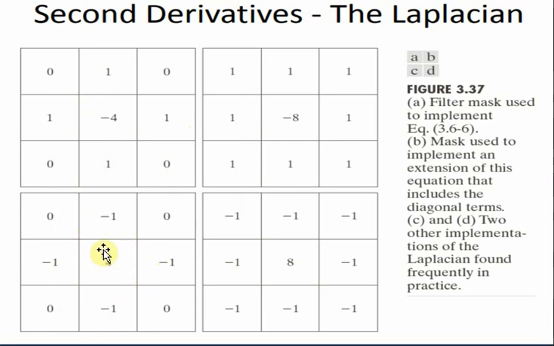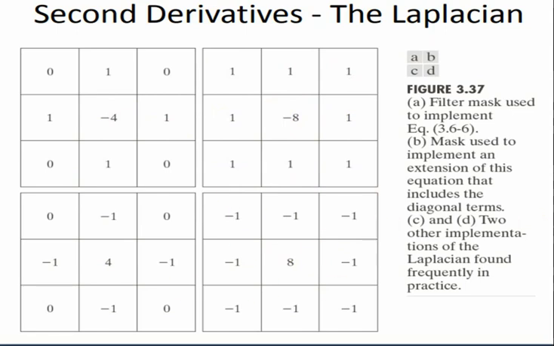A simple change is that you may use a positive weight at the center and apply the negative sign to the neighbors, just the reverse of this one. Otherwise, you can give more weight to the actual pixel f of x comma y, and also include the diagonal neighbors. That is the next level of the mask. If you want better results compared with this, you can use this type of mask, and also invert the sign here.